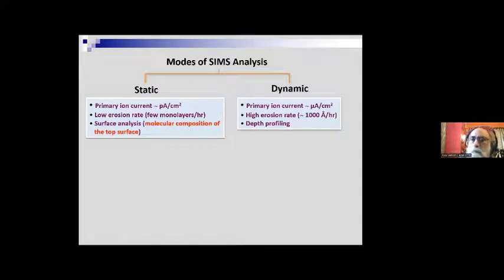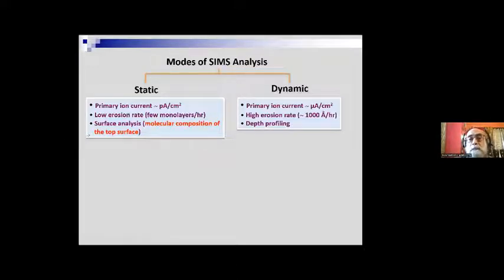So if the atoms are ejected from the top atomic monolayer, then naturally, if the bombardment goes on, the second monolayer is hit, so the second monolayer atoms are ejected. Similarly, the third monolayer, and basically you are getting the secondary ion current as a function of time.